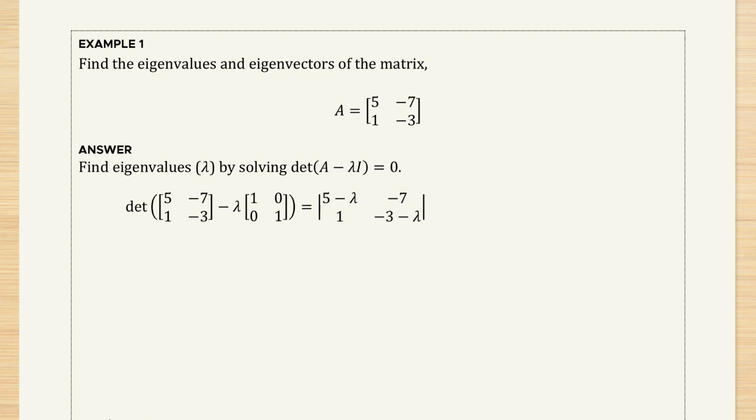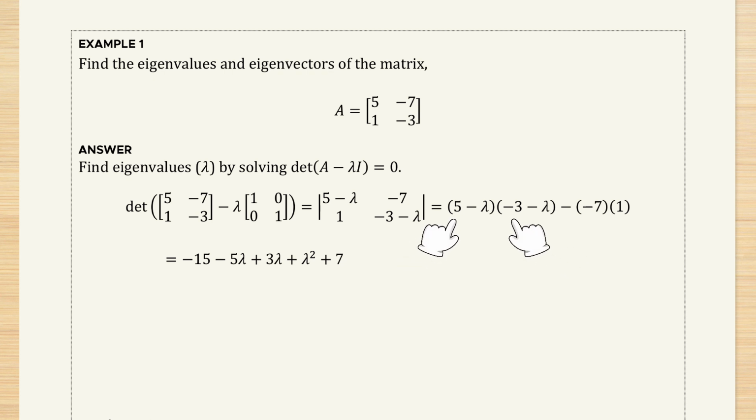And we get the determinant of this. It's a simple 2x2 determinant, AD minus BC. 5 minus lambda times -3 minus lambda minus -7 times 1. Expand everything and simplify. The 5 times -3 is -15. -5 lambda. Negative lambda times -3 is 3 lambda. Negative lambda times negative lambda is a positive lambda squared. And we subtract a -7 times 1, which is +7.